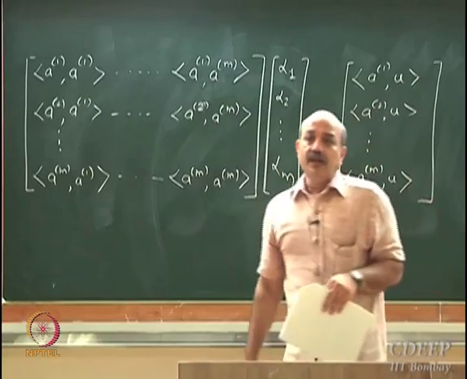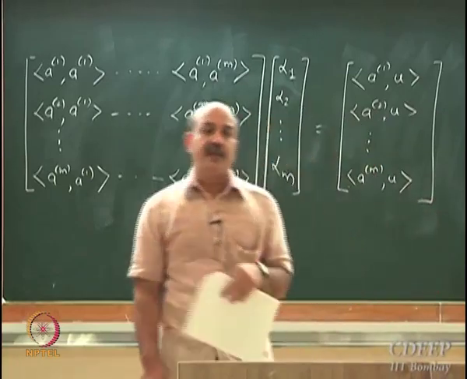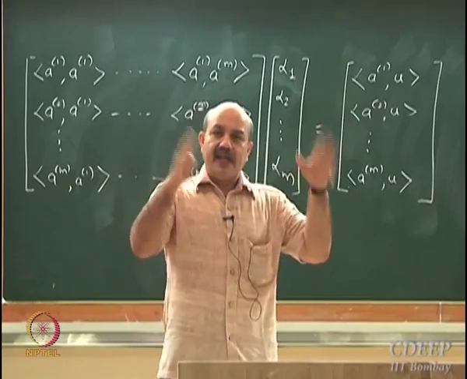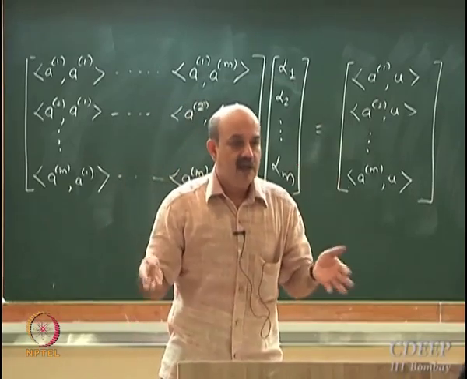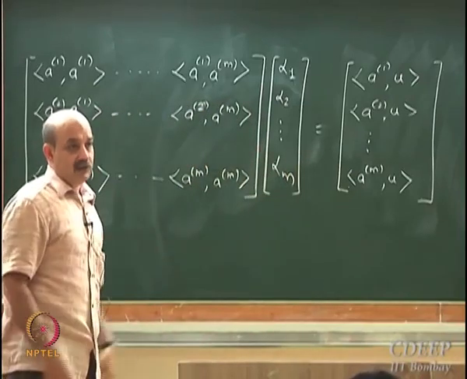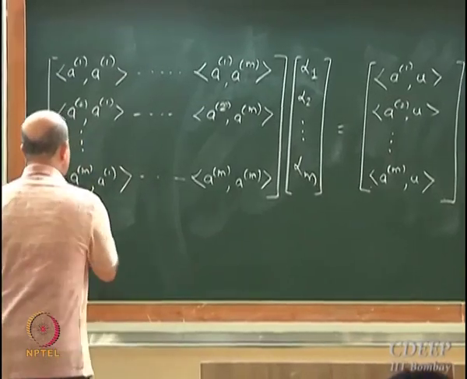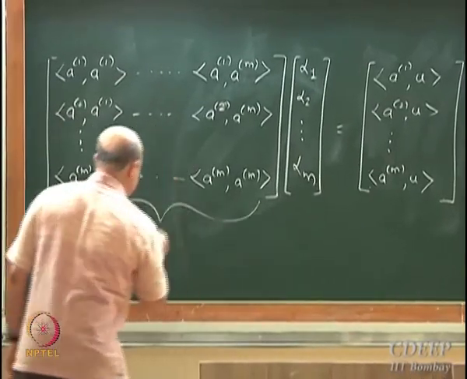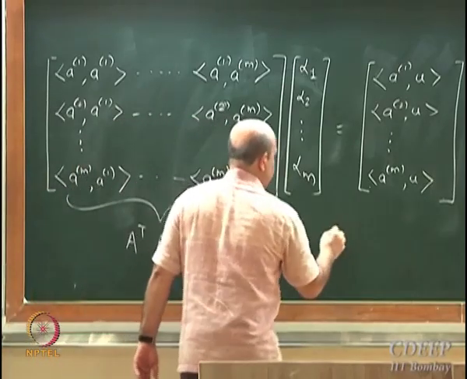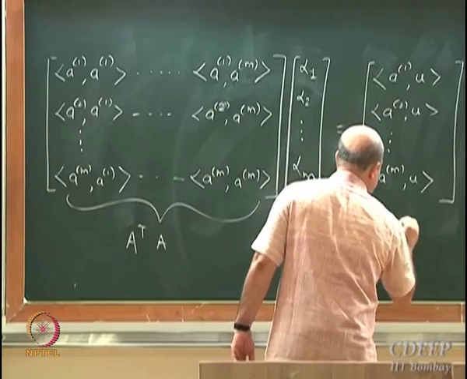Now, I began working on this using finite dimensional spaces. I had derived a formula which said A transpose A inverse theta. So in the finite dimensional spaces, just go back and have a look at what we have done. The same thing will reduce to A transpose A, this will reduce to theta, and this will reduce to A transpose U.